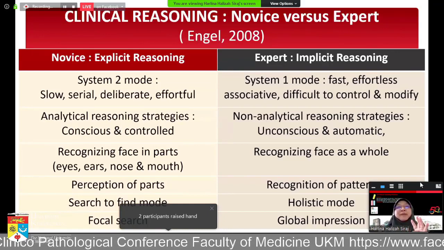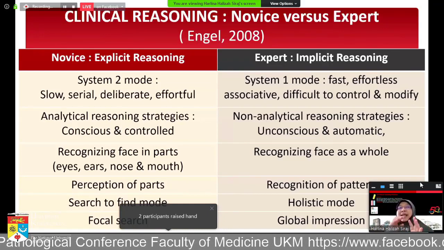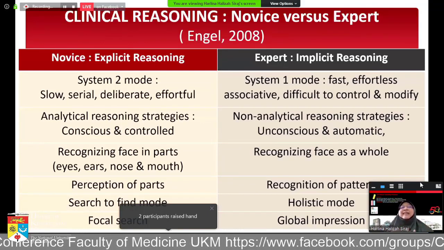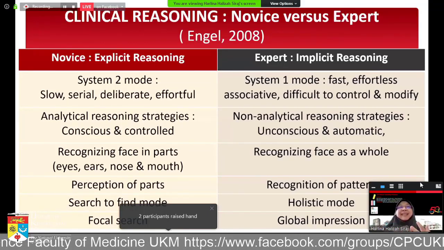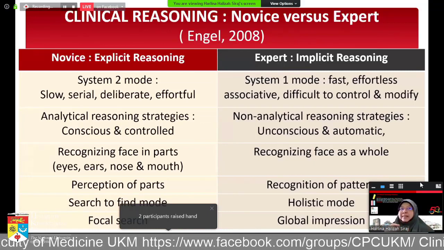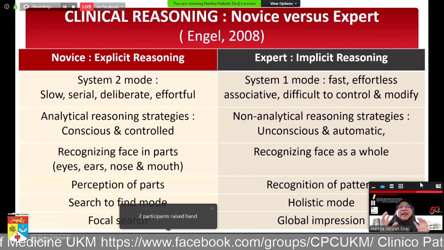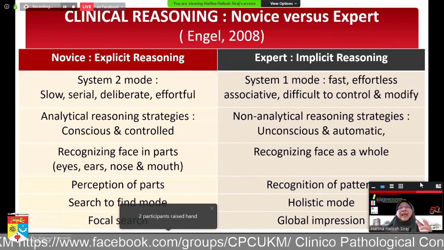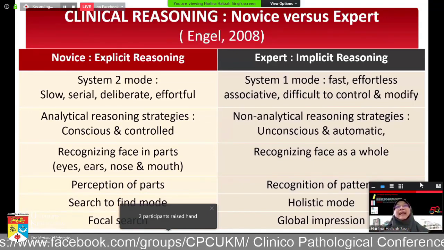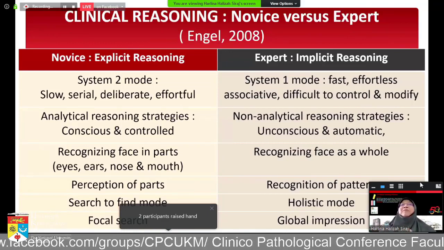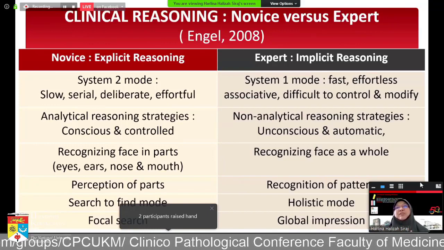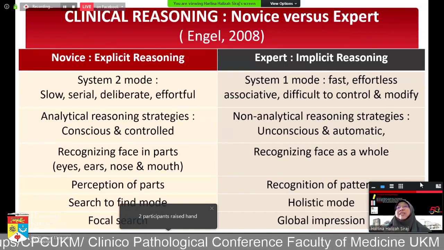Unfortunately, our novices, because of their inexperience, will tend to recognize all these features, for example in the face, part by part: the eyes, the ears, the nose, and the mouth. Their mode is search to find and they are very focused. As compared to experts, who have had a lot of exposure, they are usually using system one, which is heuristic. And this is unconscious and automatic.